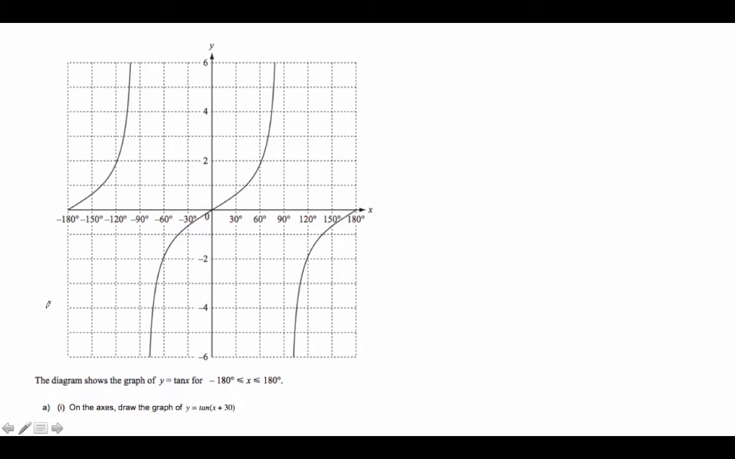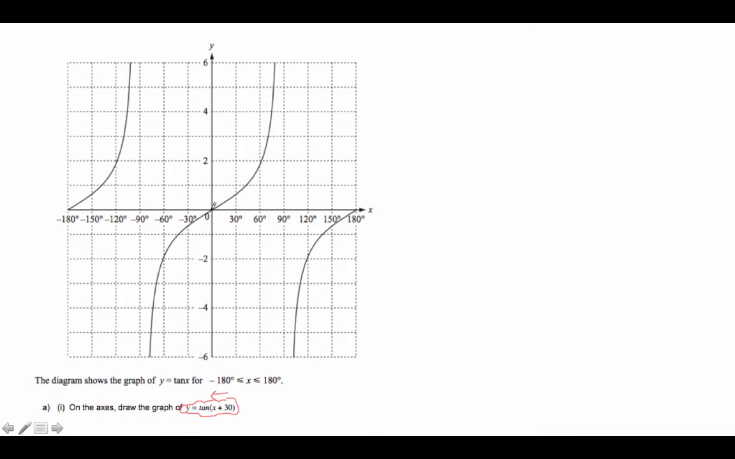In the last question, we're showing a graph of tan x between minus 180 and 180, and we're asked to draw the graph of tan(x + 30). So what does this x plus 30 do? Well, we said if it's inside the brackets, it's affecting the x coordinates, and if it's plus 30, then it's moving it 30 degrees to the left. So everything should shift 30 to the left.